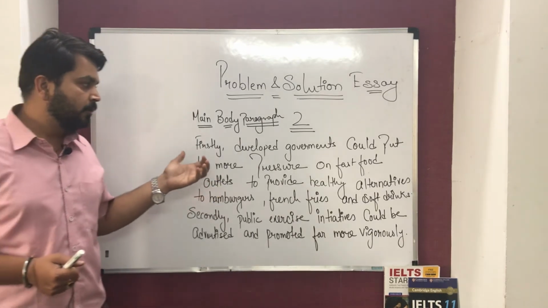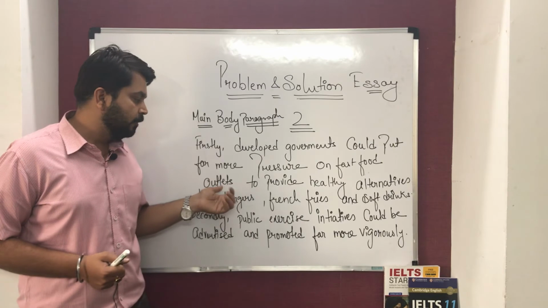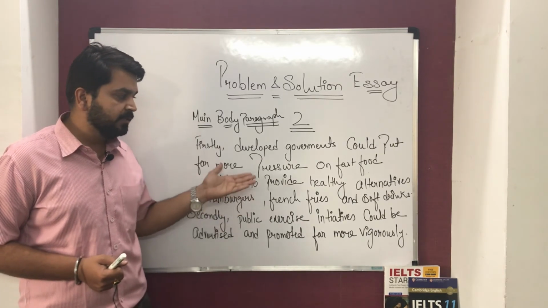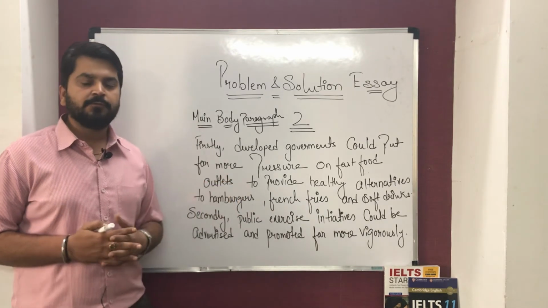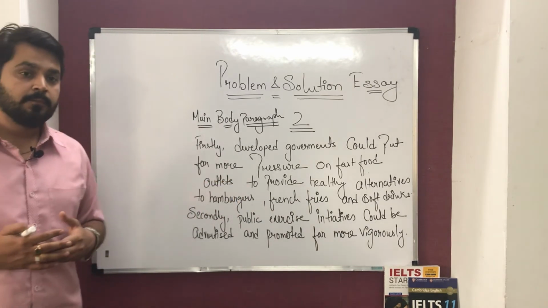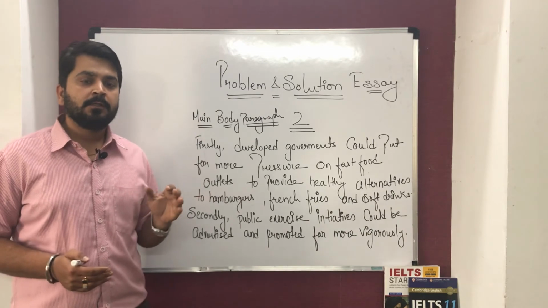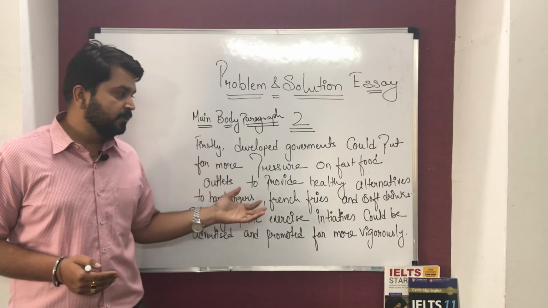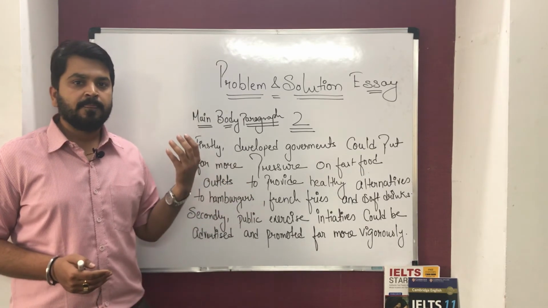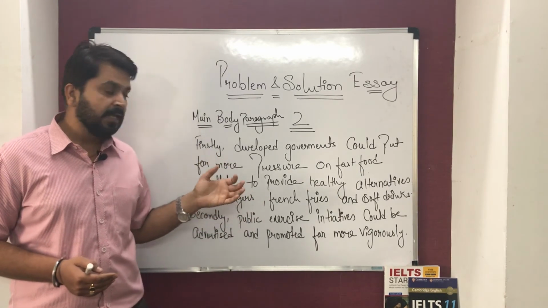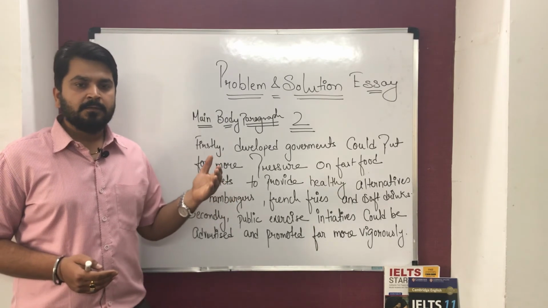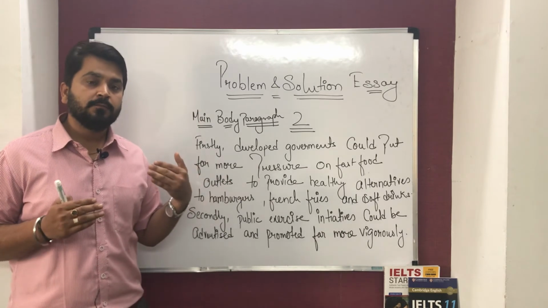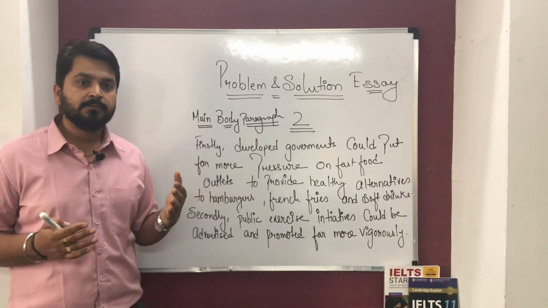Firstly, developed governments could put far more pressure on fast food outlets to provide healthy alternatives to hamburgers, french fries and soft drinks. So first of all, the governments of developed countries can put pressure on fast food outlets. So instead of hamburgers, french fries, soft drinks, hot dogs, pizzas, they can serve some healthy alternatives. Healthy food, food which is rich in proteins and vitamins can be served, so that people start eating that.